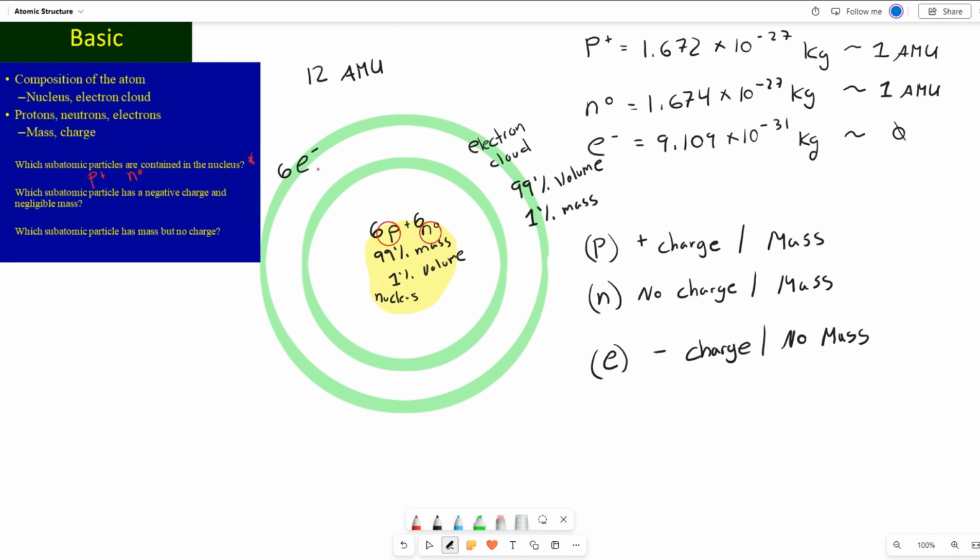The second question asks, which subatomic particle has a negative charge and negligible mass? The electron has a negative charge and basically no mass, or negligible mass, compared to the proton and the neutron. And the last question says, which subatomic particle has mass but no charge? The neutron does not have a charge, but it does have mass associated with it, at 1 atomic mass unit. So the answer to this one would be the neutron.